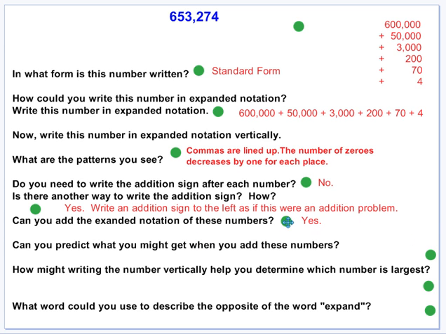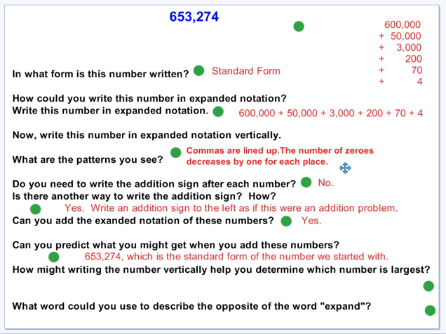So yes, we can add the expanded notation. That should be expanded, sorry. And then can you predict what you might get when you add these numbers? Yes, we can. I can see that all these numbers are just going to fall right down on each other and go together and make our standard form of 653,254. Again, that's standard form, and this one is expanded form.